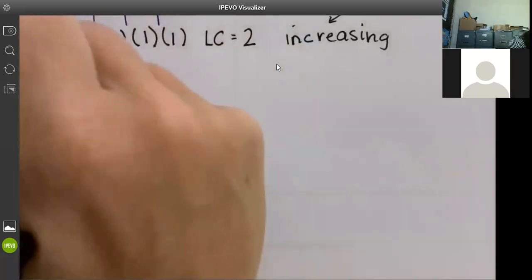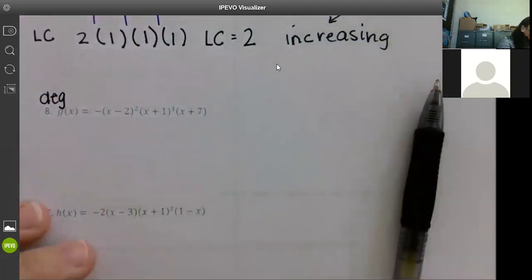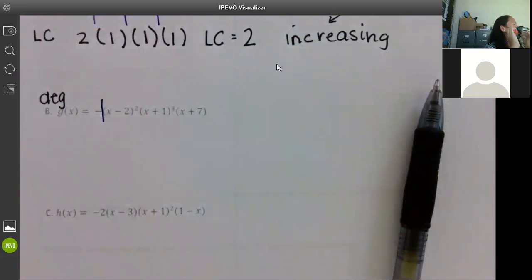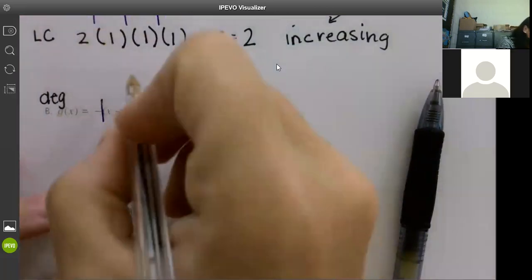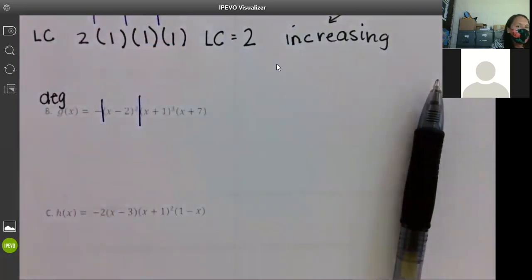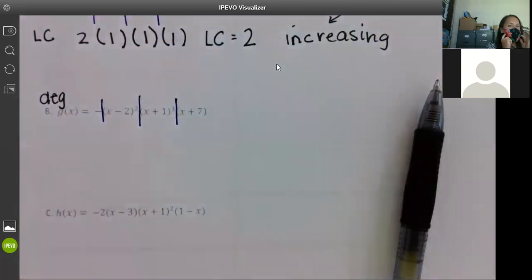Next one, g of x. We're going to start with our degree. I'm going to split it up again. Remember that this is a -1, so its own entity. It is its own entity. We have a square on the back of that, so we got to keep that there. We got a cubed on the back, and then we have the x plus 7.